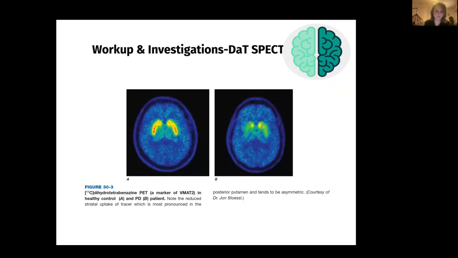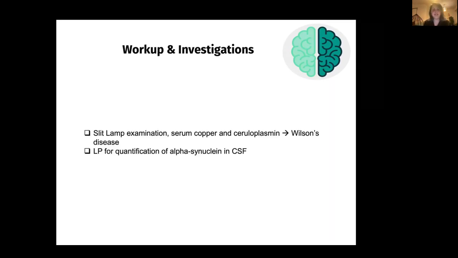It's not as specific. We can also do a slit lamp exam and serum copper and ceruloplasmin, and that is basically to check for Wilson's disease signs, as well as blood tests. And then we can do an LP and quantify the alpha-synuclein component in the CSF, because this is the main pathology for Parkinson's disease.